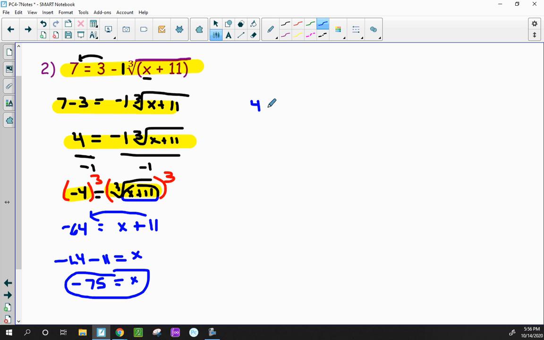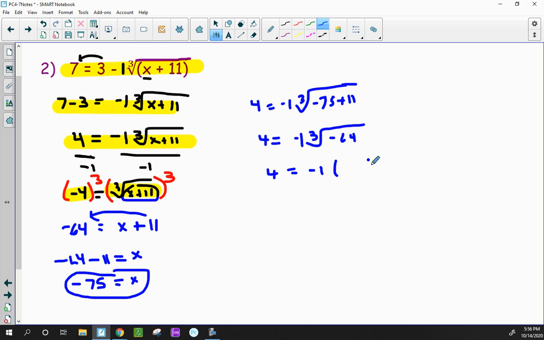So let me try to check again. Sorry about that. Let me get it fixed here. The check looked weird, so I noticed there was a mistake there. I'm using this one, aren't I? I'm going to keep rolling here. I just changed which equation I was using, but that's okay. Negative 75 plus 11 is negative 64. And so now I'm looking at -4 equals negative 1 times the cube root.